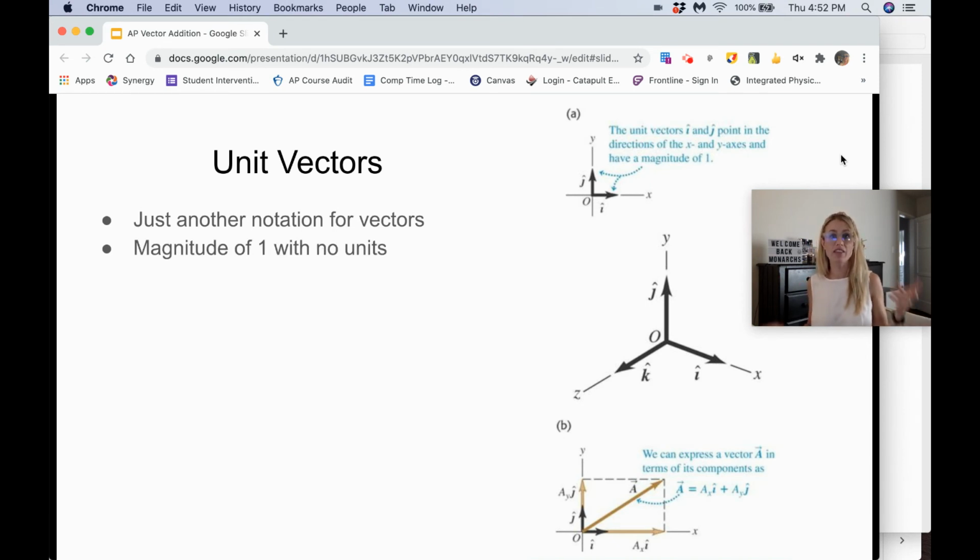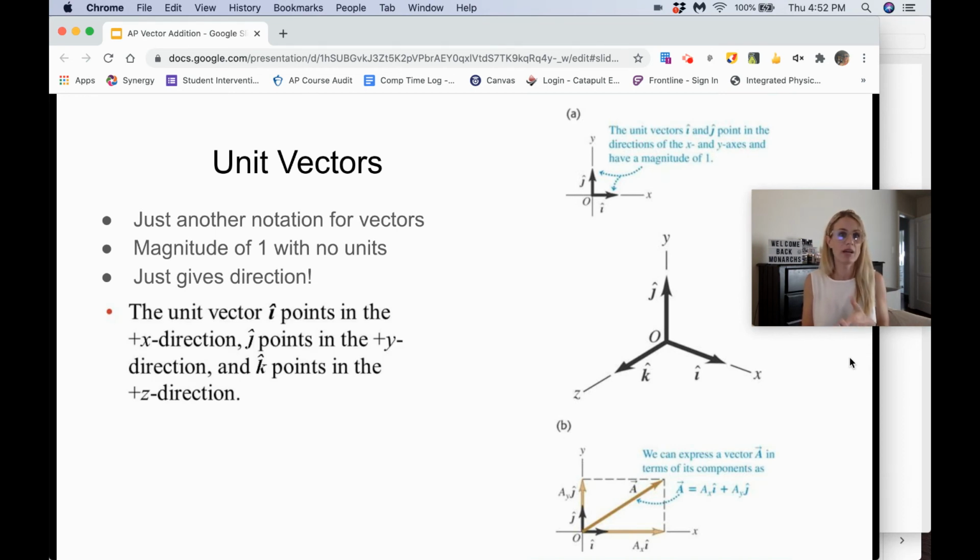Okay, so the unit vectors, which we call i hat, j hat, and k hat, you see the little hats that they have on their little heads. They just are a magnitude of 1 with no unit, meaning when you write that down, all you're doing is you're giving the direction, okay? Just gives direction. So the unit vector i hat points in the positive x direction, j hat points in the positive y direction, and k hat points in the positive z direction.